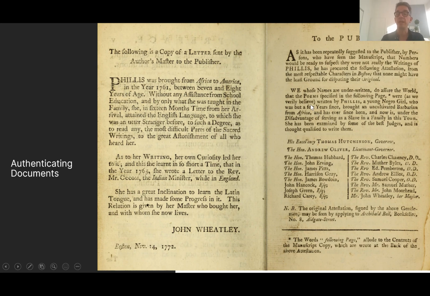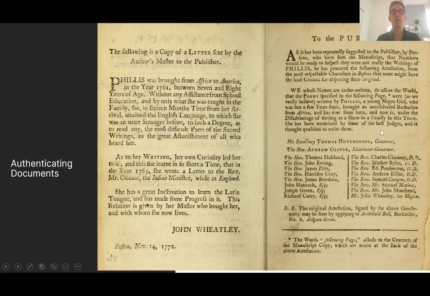And then we also have the most important people in Boston examining her. So we have the governor, Thomas Hutchinson. We have people like John Hancock, who signed the Declaration of Independence, examining her. And they write this: "We whose names are underwritten do assure the world that the poems specified in the following page or pages were, as we verily believe, written by Phillis, a young Negro girl who was but a few years since brought an uncultivated barbarian from Africa, and has ever since been, and now is, under the disadvantage of serving as a slave in a family in this town. She has been examined by some of the best judges and is thought qualified to write them."